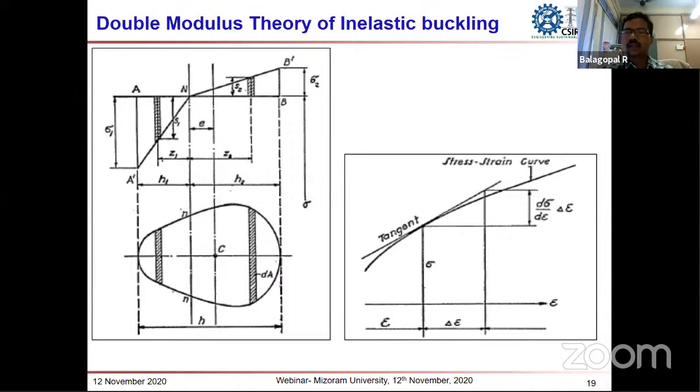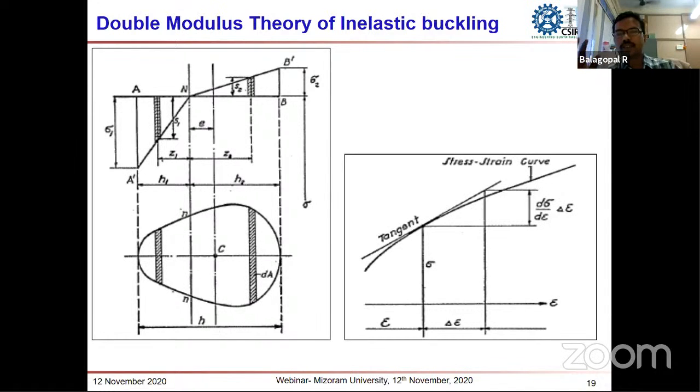Here, suppose I am applying a compressive load on a flat section. There will be some tensile stress on one side, and a compressive stress on the other side. The double modulus theory is formulated on the basis that the rate of stress-strain increase due to buckling is directly related to the tangent modulus of the stress-strain curve. That is, the rate of increase of the stress-strain curve is directly proportional to the tangent modulus.